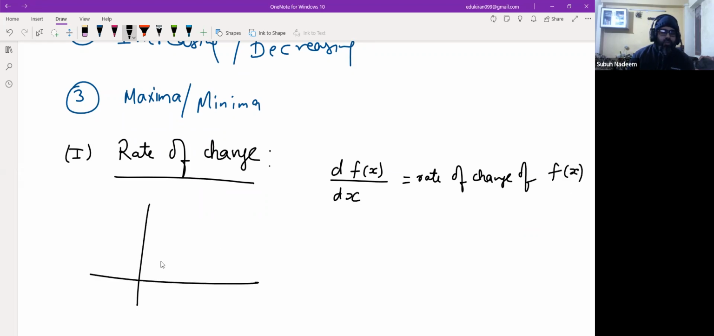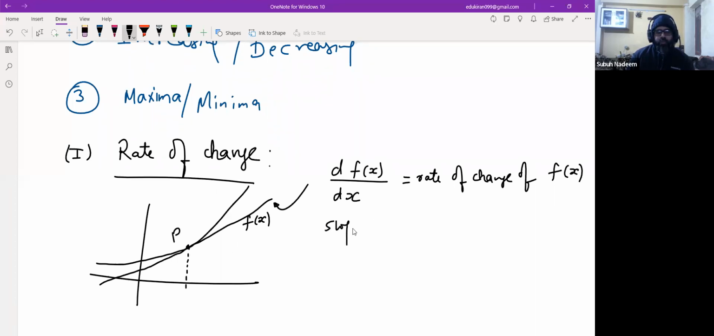For example, if you take this function f(x) and at any point you make a tangent to it, this is the function, and this is the tangent at any point. So the differentiation of this f(x), df(x)/dx, is actually the slope of the tangent. This tells us the rate of change of f(x).